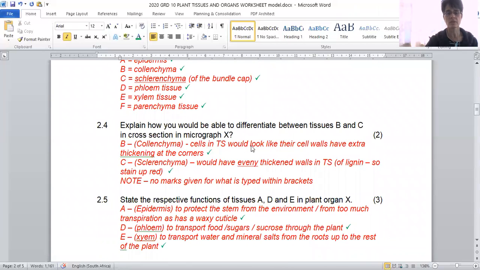Collenchyma cells in transverse section would look like their cell walls have extra thickening at the corners. Sclerenchyma would have evenly thickened walls in transverse section. Okay, and they would stand out red because of the lignin.